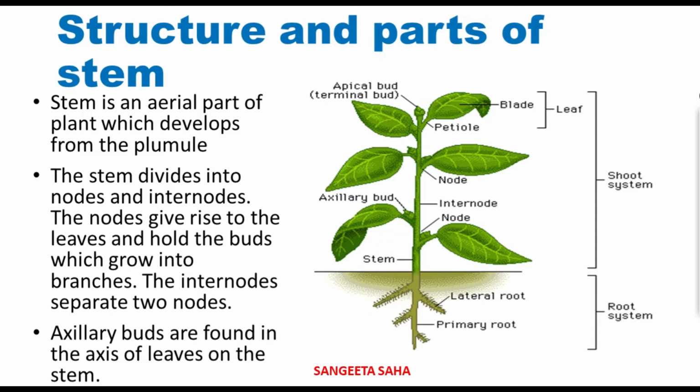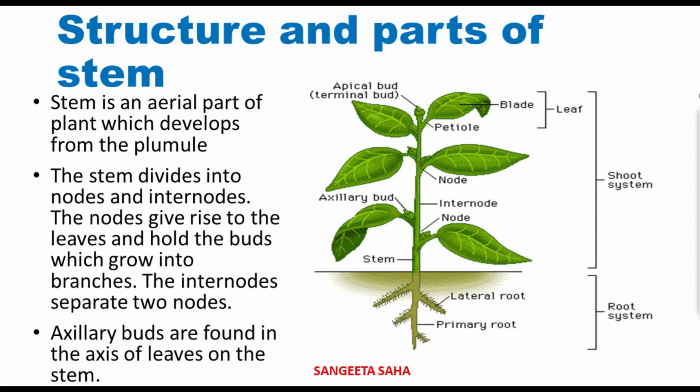Axillary buds, as you can see in the diagram, are found in the axil of the leaves on the stem. It exposes leaves, flowers and fruits to their most suitable position. Also, multicellular hairs are found on the surface of the stem. Now, coming to the types of stem. Depending upon its location as well as its function, different types of modifications can be done.